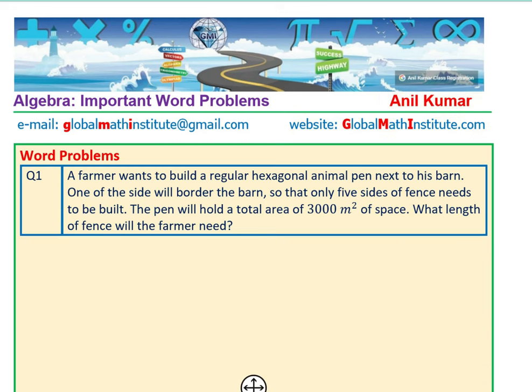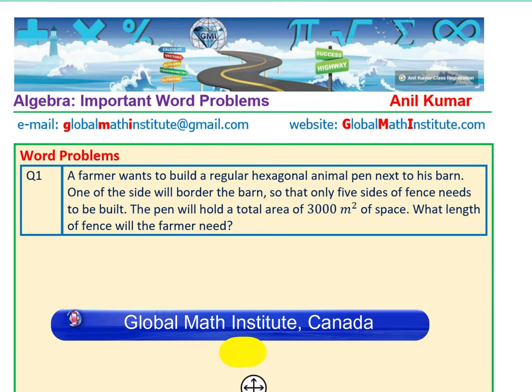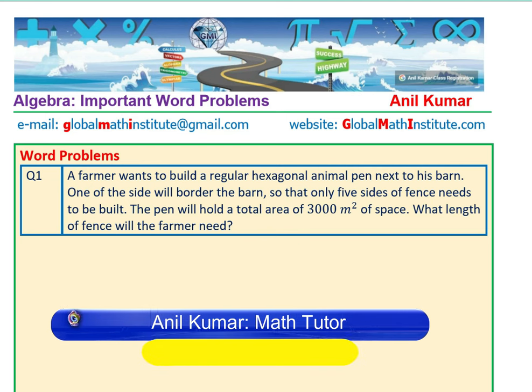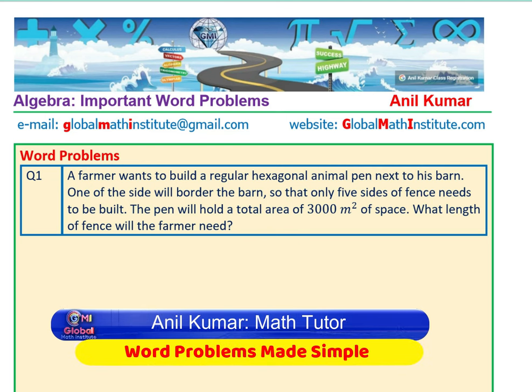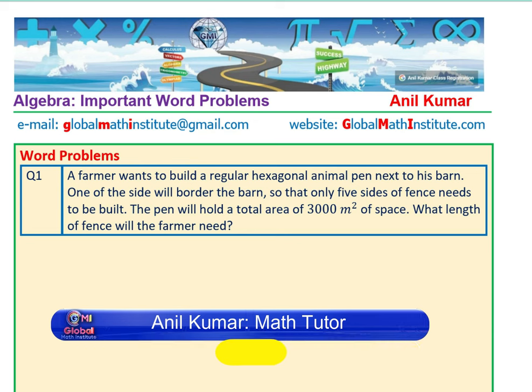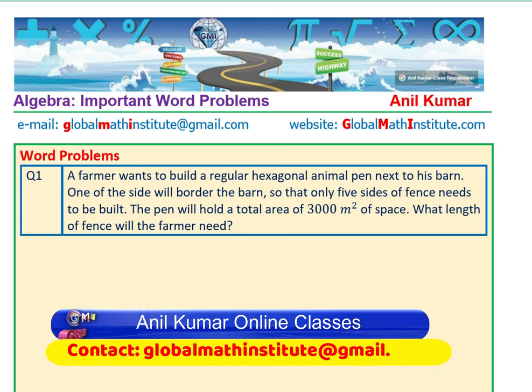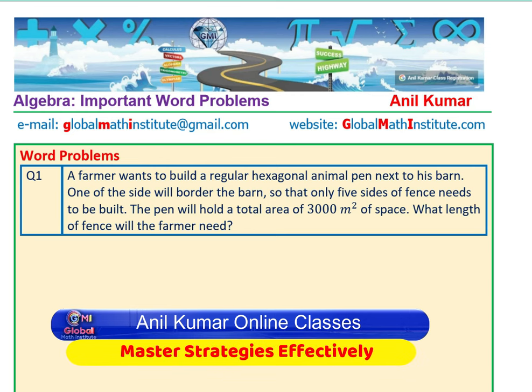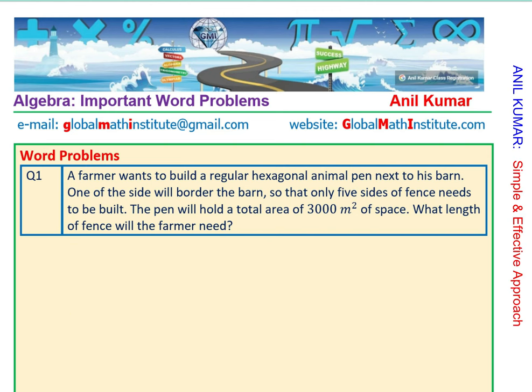Question number 1. A farmer wants to build a regular hexagonal animal pen next to his barn. One of the sides will border the barn so that only 5 sides of the fence need to be built. The pen will hold a total area of 3000 meters square of space. What length of fence will the farmer need?